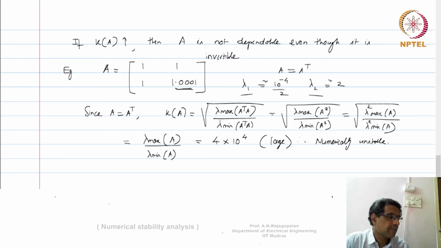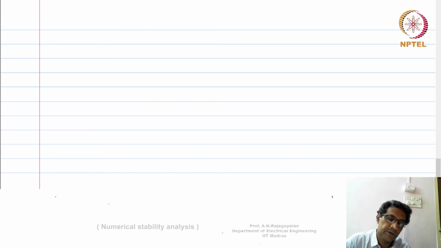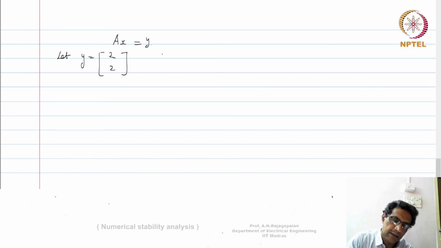Now, what does that mean? Okay, so if we try to use this for some calculation, we'll go terribly wrong. Say we want to solve Ax equal to B, or Ax equal to Y. Now for the same A, suppose somebody gives you Y to be equal to, let's say, 2, 2, and let X be equal to some UV.